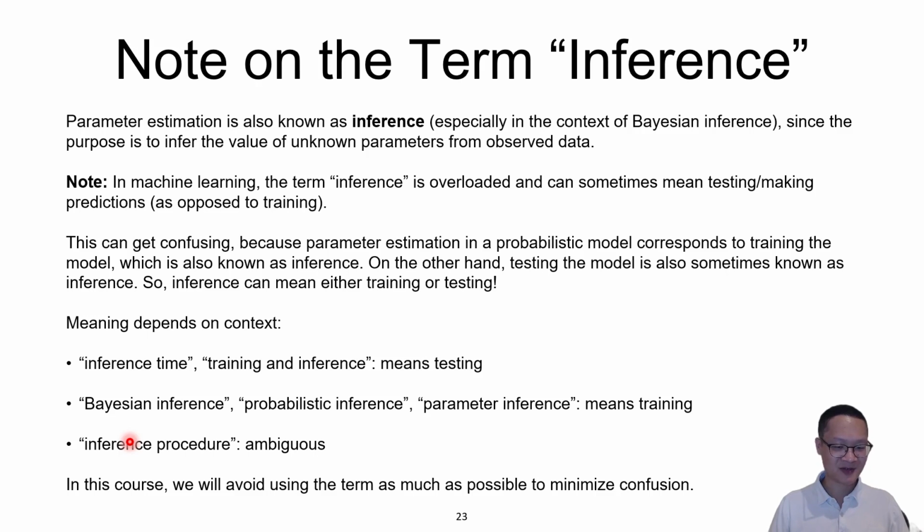So in this class, we're going to try to stick with training and testing to make sure that there's no confusion. But in other places, for example, if you take another machine learning course, a more advanced one, or maybe you read some papers, then you need to determine the meaning of inference based on context.